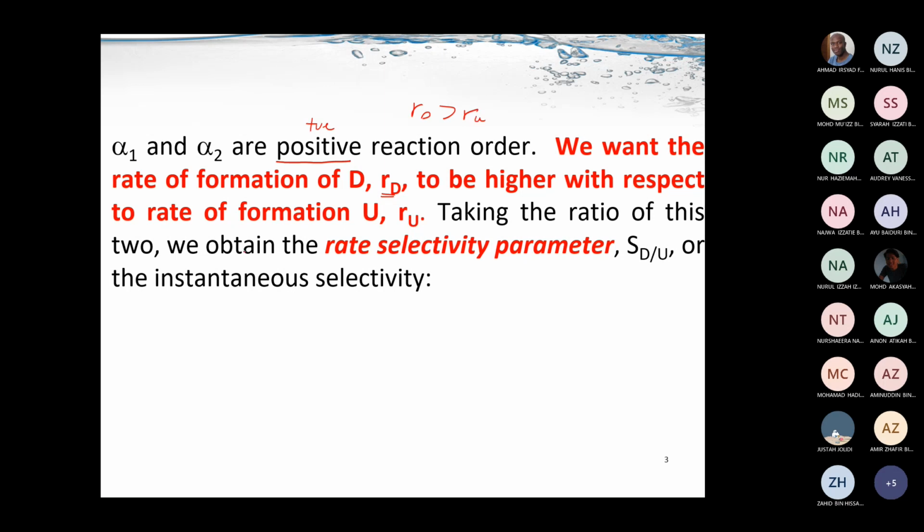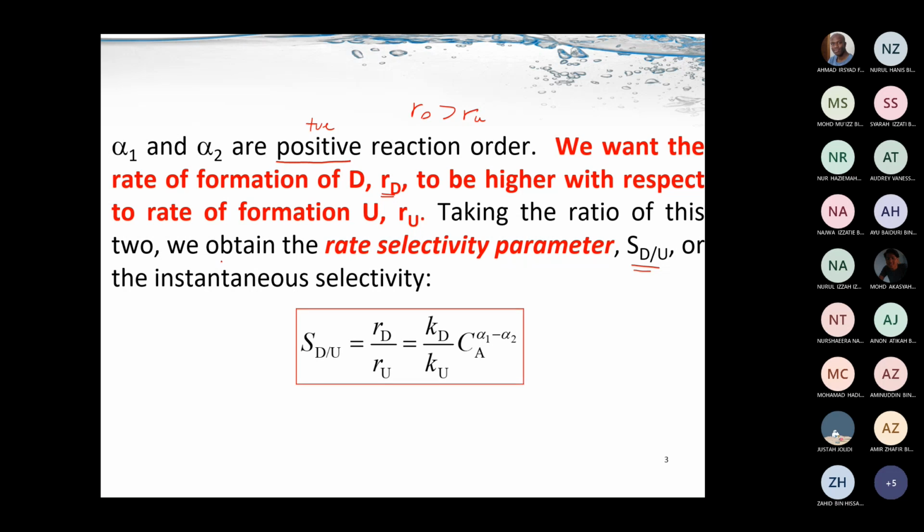Taking the ratio of these two, we obtain the rate selectivity parameter, which is SDU. This is the term that you learned last Tuesday. The instantaneous selectivity is given by SDU equal to RD over RU, that is KD over KU. K, if you can remember from topic number 1, is affected by temperature. Remember the K in the Arrhenius equation.